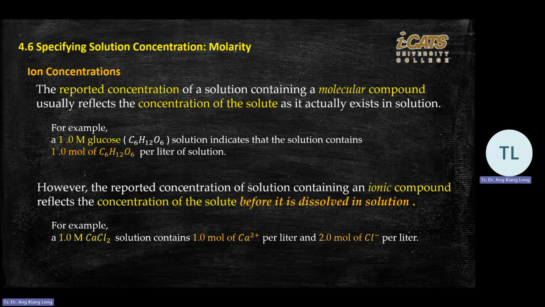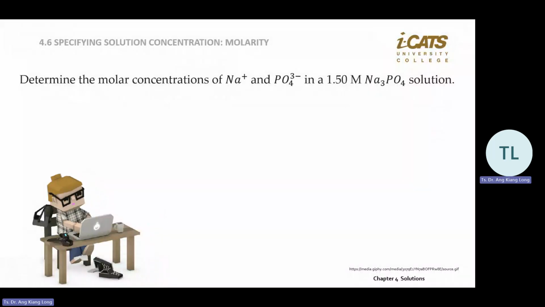Okay, so here: determine the molar concentration of Na+ and PO4 3- in a solution of Na3PO4. It gives you a 1.5 molar solution. Okay, now to start, you need to know: in 1 mole of Na3PO4, 1 mole inside the ionic solution, how many mole of Na do you have? 3 mole. And 1 mole of PO4.